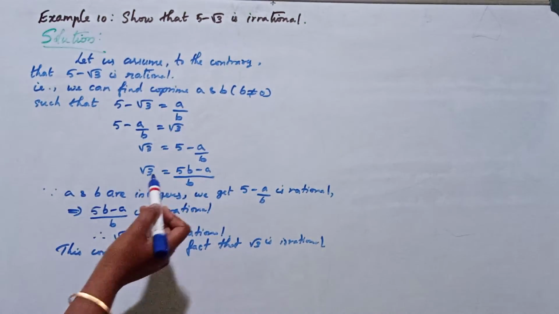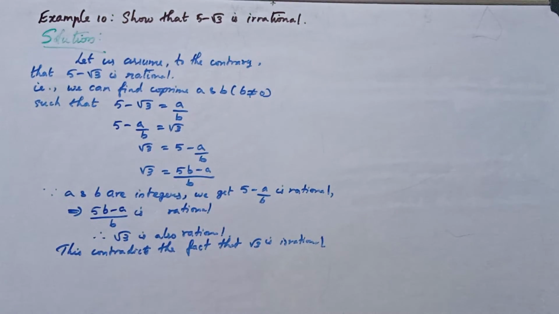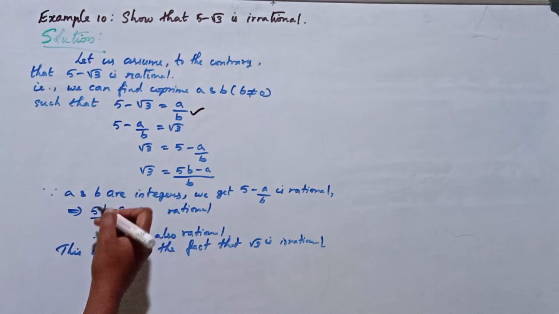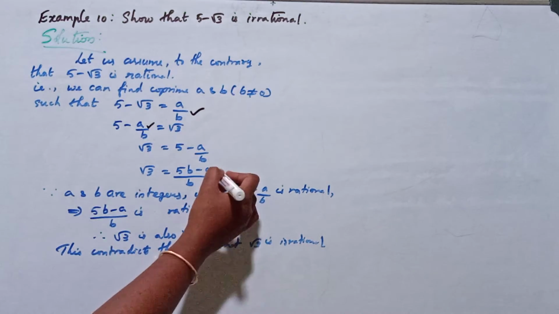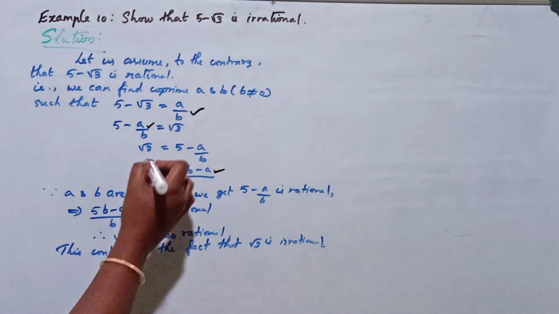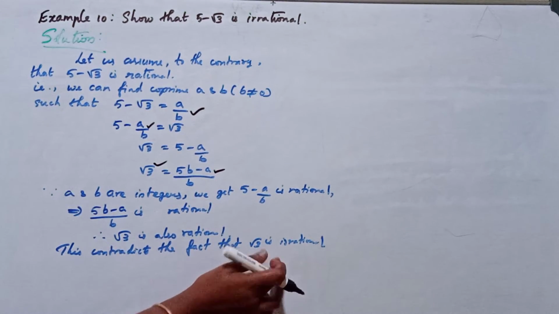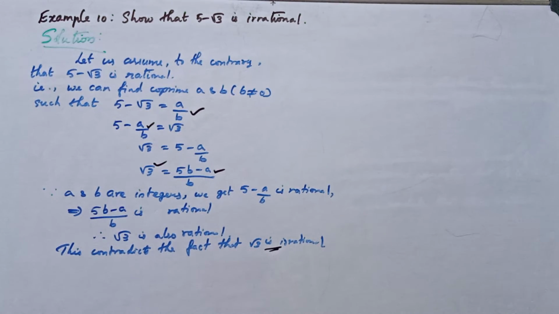From this you are taking what is square root of 3. Since this a by b is a rational number, 5 minus a by b is a rational number, then 5b minus a by b is rational, that means root 3 is also rational. But this contradicts the fact that square root of 3 is irrational. Where did we get this? Actually we got it from the theorem which we proved last.